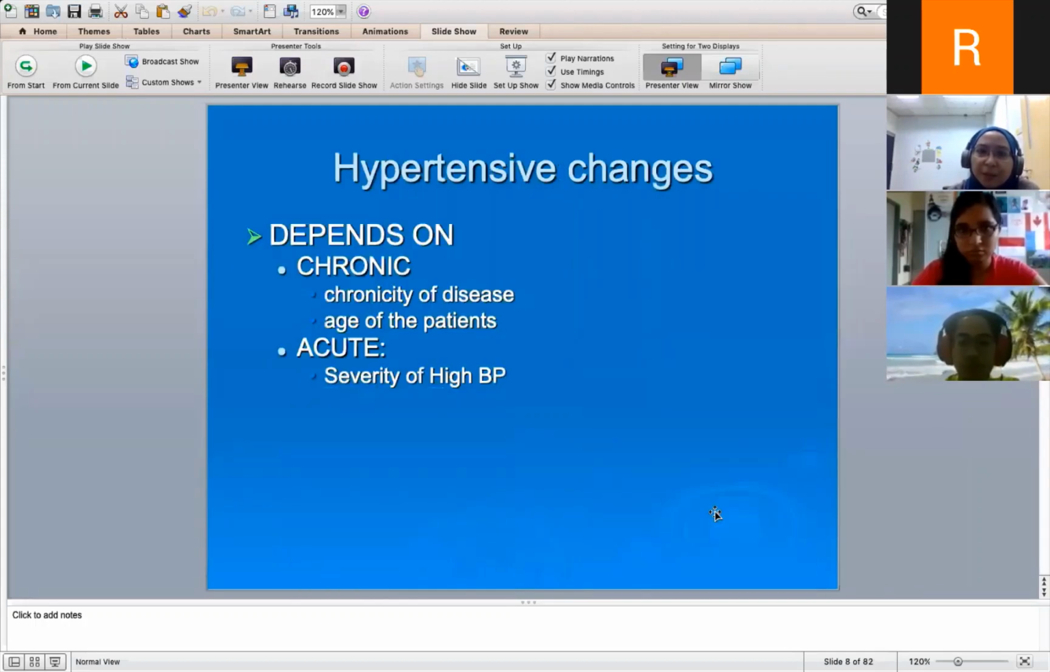Now, whatever you see in the retina, in your body the only place that you can really see blood vessels is in the eye. So that is why you should be able to differentiate whether this is a hypertensive patient, vein occlusion case, or diabetic case. Those are the common ones that you have to know. Vein occlusion, diabetic, hypertension. Whatever changes you see mainly depend on the chronicity of the disease and the age of the patient, and you can have an acute rise of high blood pressure that represents the severity of the high blood pressure. Usually for the young ones.